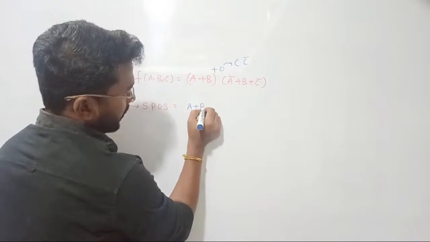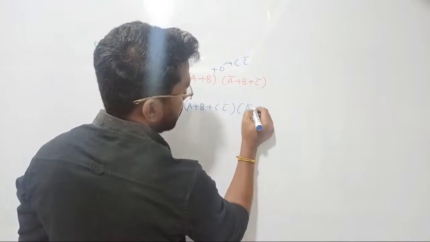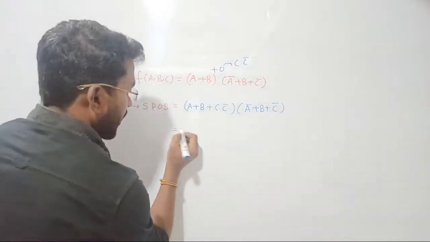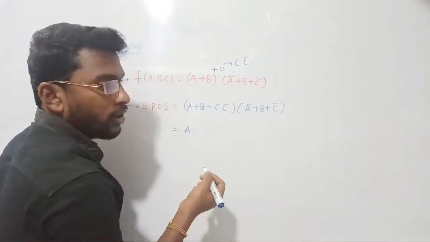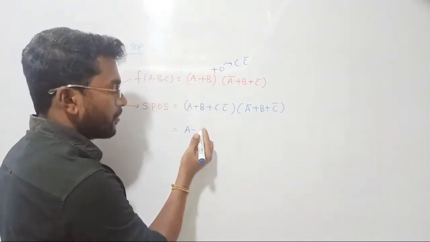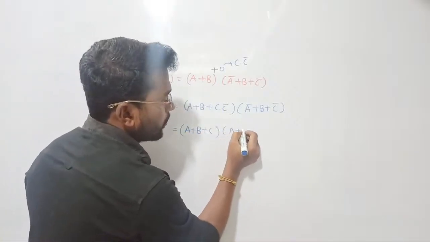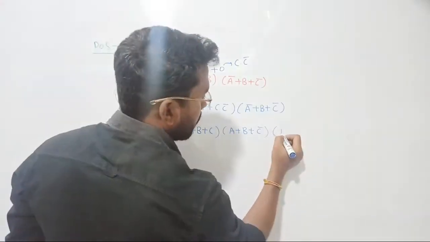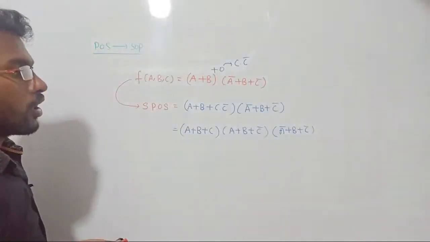So it can be written as a + b + c · c bar, along with a bar + b + c bar. Now we can split it. How can we split this one? According to the distribution theorem, a + b · c can be rewritten as (a + b + c) · (a + b + c bar), correct? Yes. And the other term is a bar + b + c bar. That is the standard product of sum form, right?